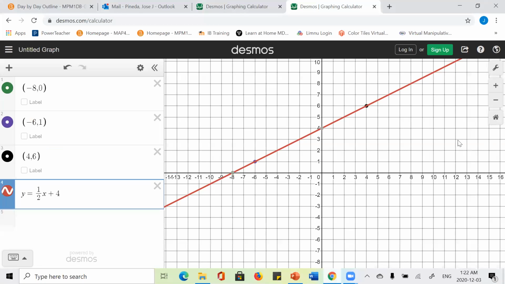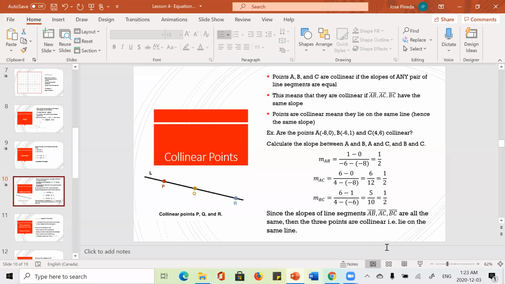So you could use technology to kind of help you to verify, right? And I can clearly see that the line goes through all 3 points there. Now, of course, I still want you to, on a test, if I ever do give a question like this on a test or in future classes, make sure you show your work algebraically, right? But technology is a great way to verify that it's all correct.